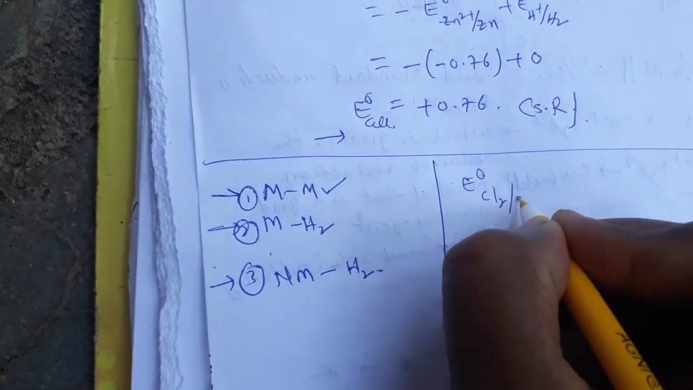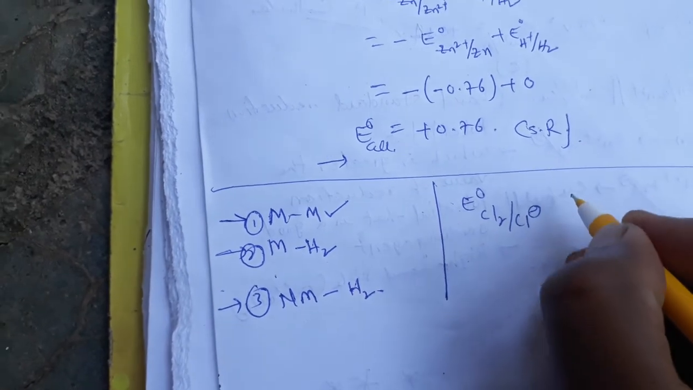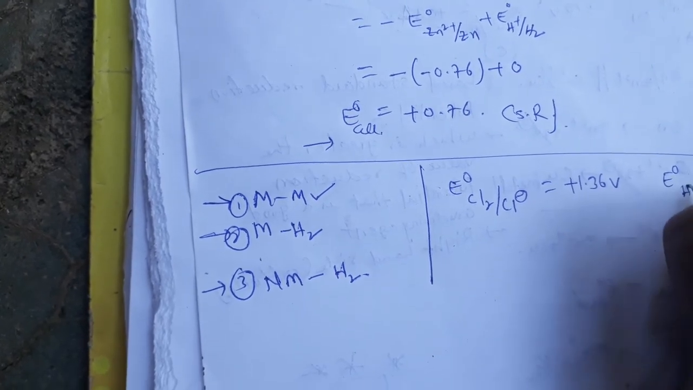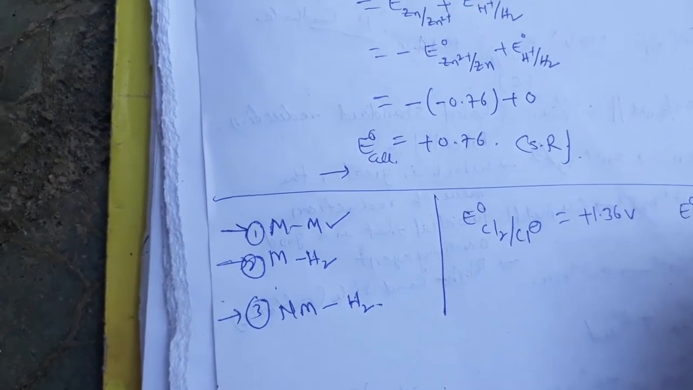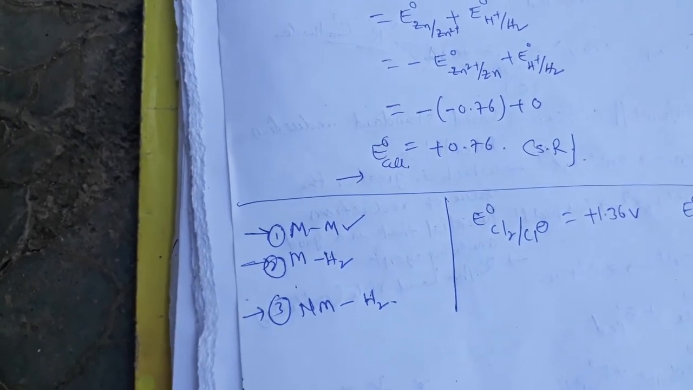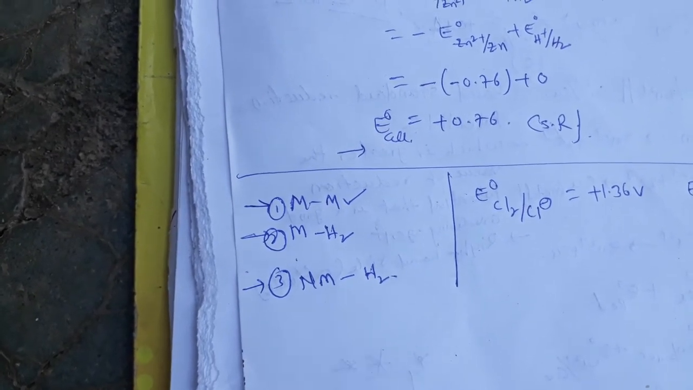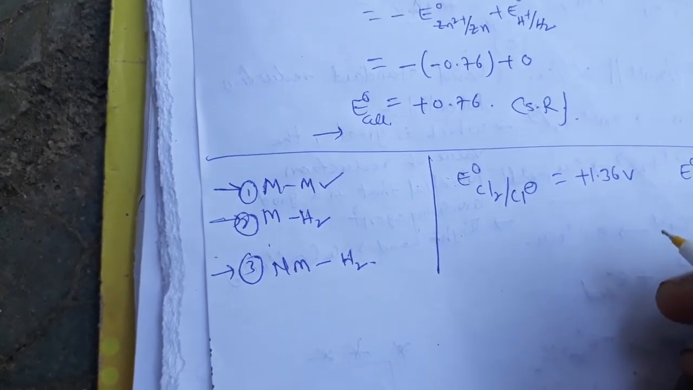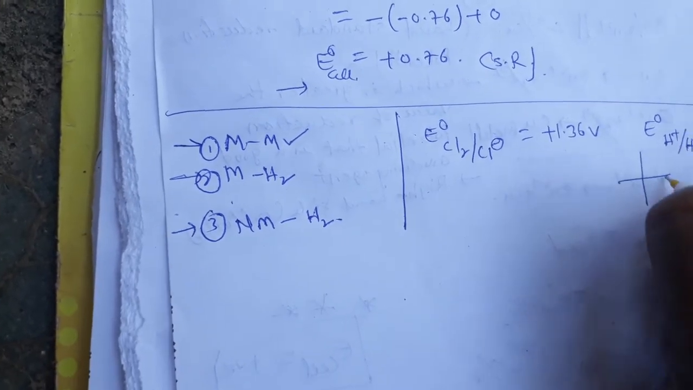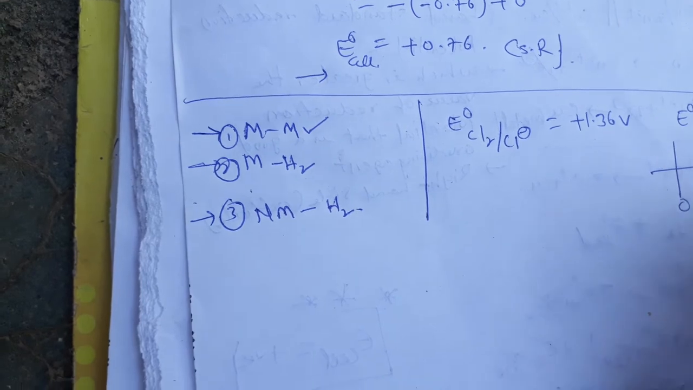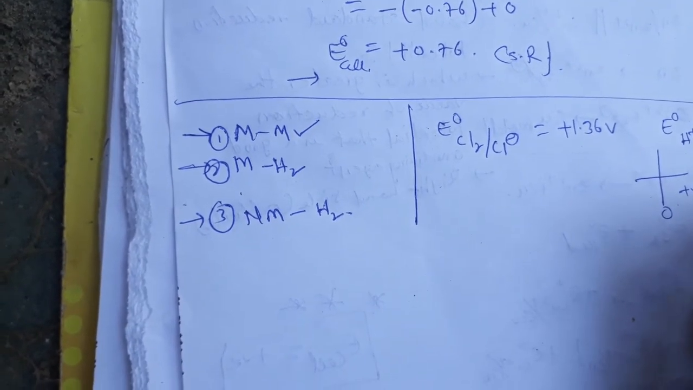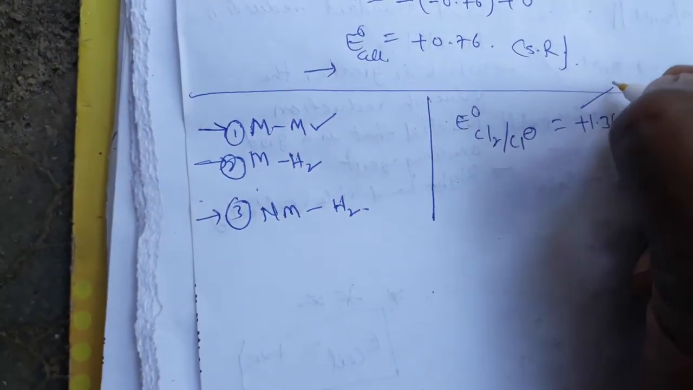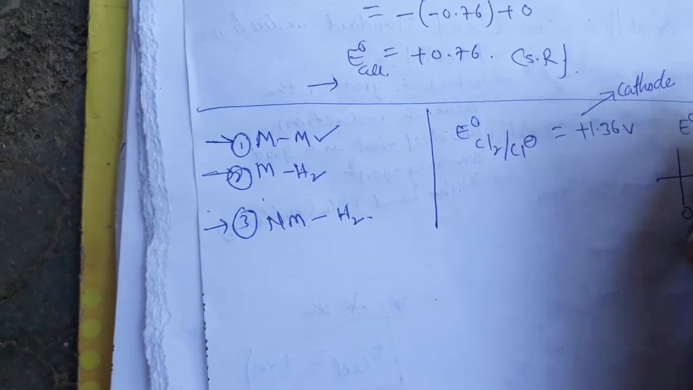First, from the standard electrode potential values, E naught of Cl2 by Cl minus is plus 1.36 volt, and E naught of H plus by H2 is equal to 0. Here, both are gases, so on both sides we have to take a platinum electrode. This is 0 and this is a positive value. Which value is higher? Obviously the positive value is higher, so that will come to the cathode, on the right side.